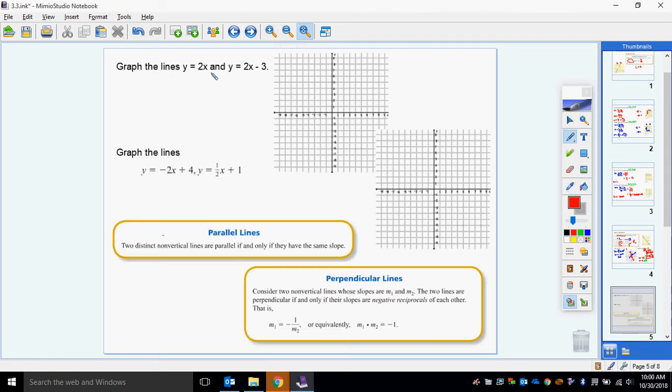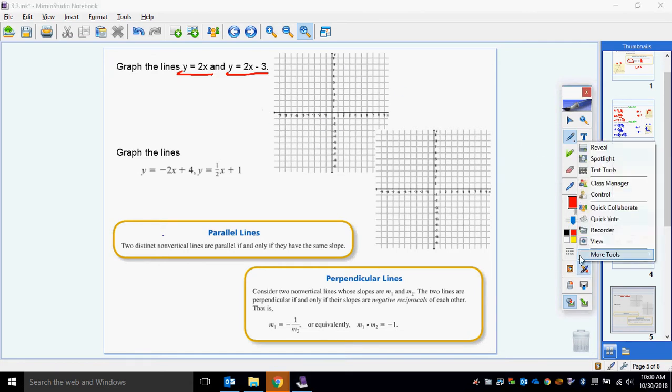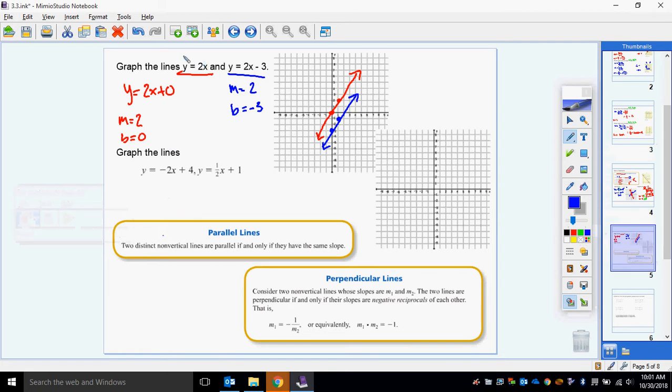Okay, I want you to go ahead and graph the lines y equals 2x and y equals 2x minus 3 on this same graph right here. Okay, so the red line here, y equals 2x, is technically y equals 2x plus 0. So 0 isn't written there, but that is my y-intercept, and 2 is my slope. In other words, 2 over 1 is my slope. So up 2 and right 1. But I'm starting at the point on the y-axis, which is 0. So I'm at (0, 0), and I go up 2 and over 1, and I draw my red line.